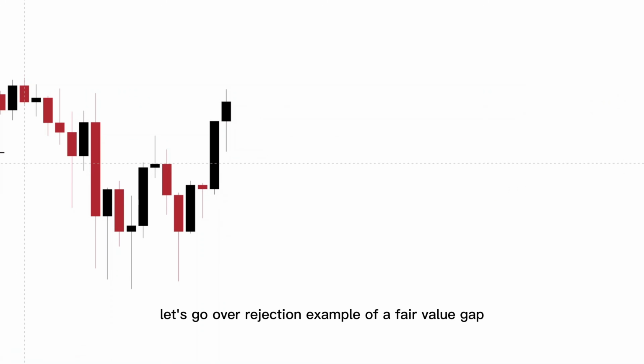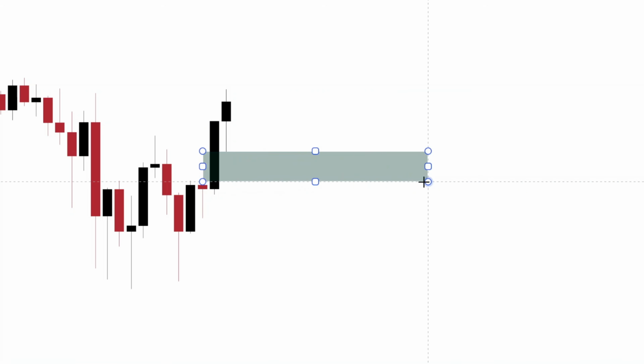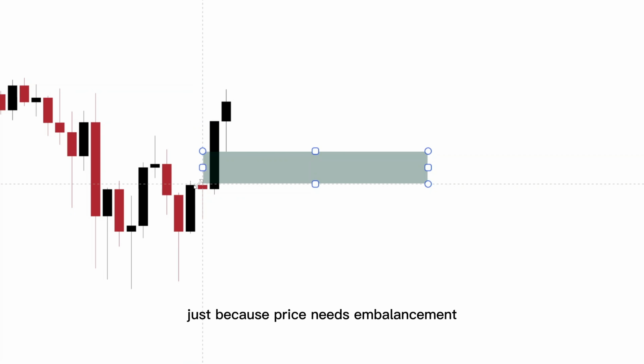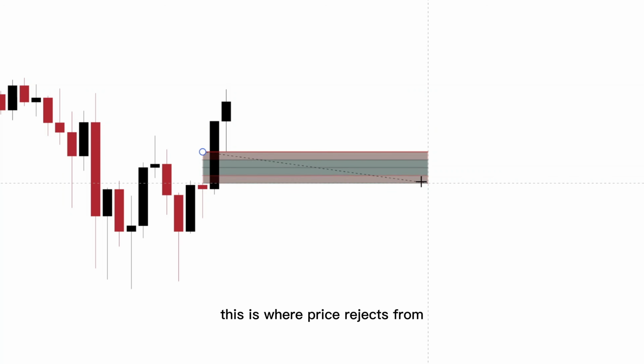So let's go over a rejection example of a fair value gap. Here you have your fair value gap where the wicks don't meet. And why in this case would you be looking for a rejection rather than a fill? Again, the motion is still exactly the same. Price will be attracted to this level as a magnet just because price needs imbalancement. But why are you anticipating a reversal? Again, when looking for reversals, you want to pull out your fib and get the 50% of your fair value gap. Statistically, this is where price rejects from. A lot of times it rejects from the 50% of your fair value gap.